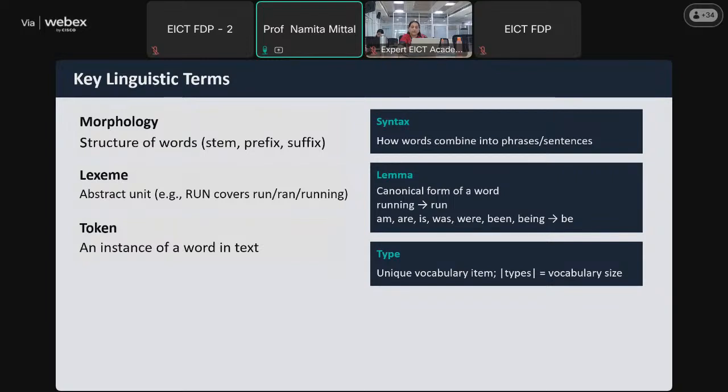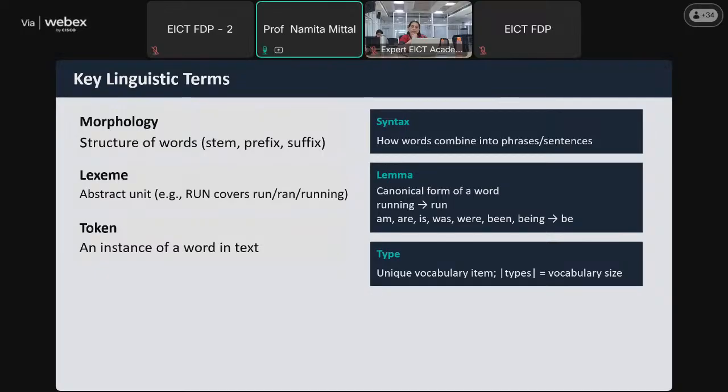Syntax: how words combine into phrases or sentences. What is the syntax in English? It's subject, verb and object. This is how we go. हिंदी में कुछ और चलता है, संज्ञा, सर्वनाम, कर्ता, जो भी है, what order we have to follow. और इंग्लिश में कुछ, किसी और लैंग्वेज में कुछ और चलता है. That is nothing but a protocol, grammar.